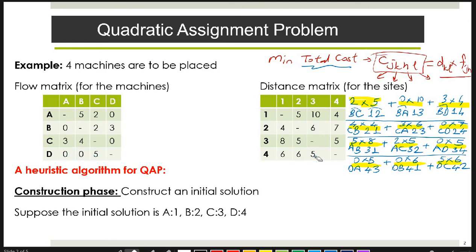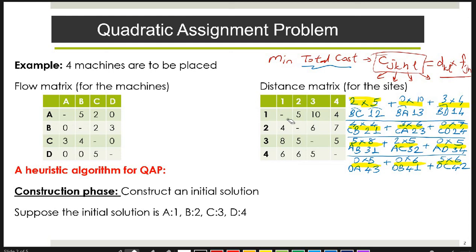Actually, if I tell you to give me a solution, the solution is very easy. You are just mapping these machines into these sites. You can say, okay, D to 1, C to 3, and so on. Any such assignment is feasible. The only condition is each machine should be in a separate location from the others. But then you need to calculate the corresponding cost.